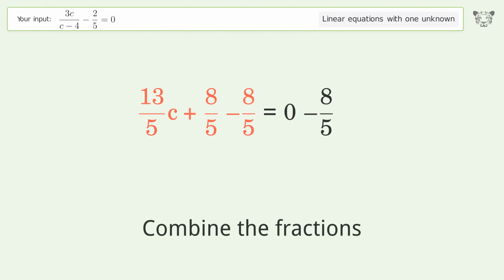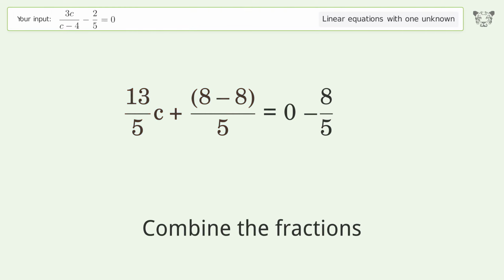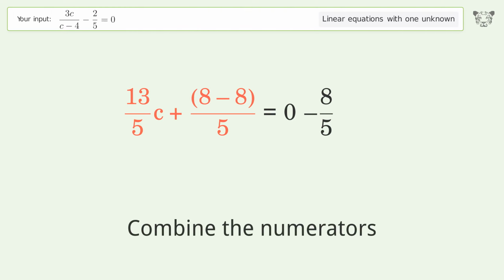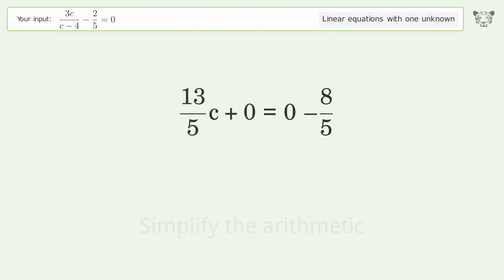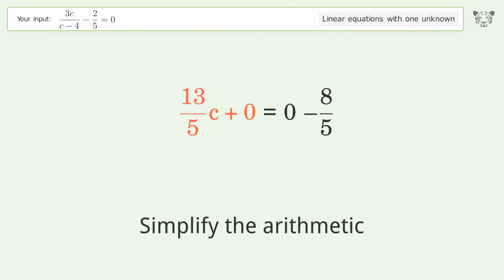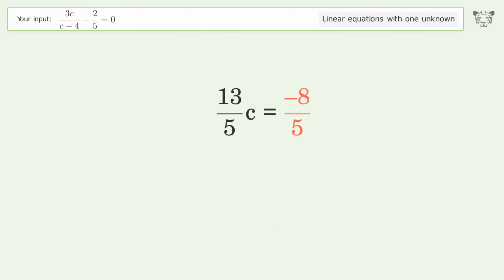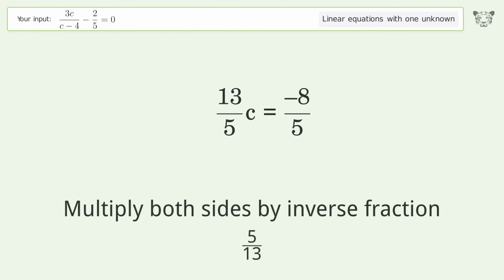Combine the fractions. Combine the numerators. Reduce the 0 numerator. Simplify the arithmetic. Isolate the x. Multiply both sides by inverse fraction 5/13.